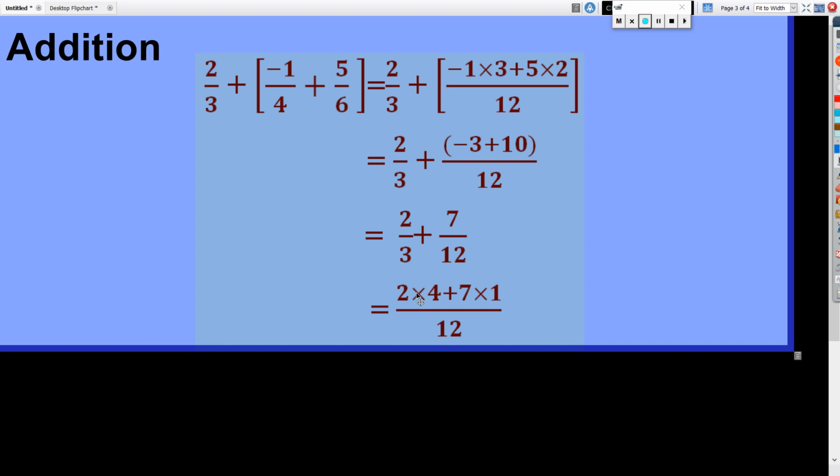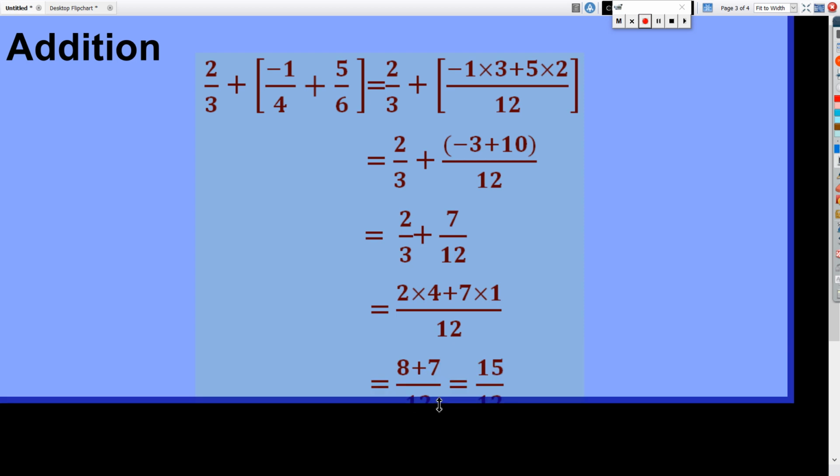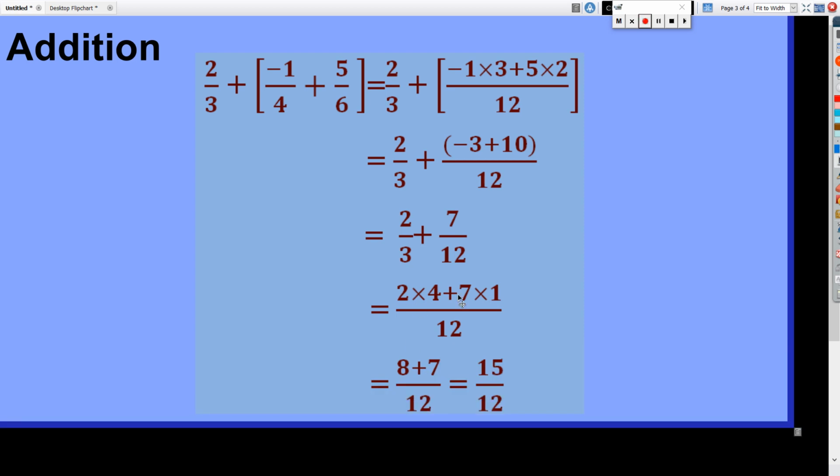So 2 by 3 plus 7 by 12, here 3 and 12, the LCM is 12. So 3 in 12, 4 times. So it will be 2 into 4, plus 12 in 12, 1 time, so 7 into 1. So you get 8 plus 7 by 12, that is 15 by 12. Hope you all got it.